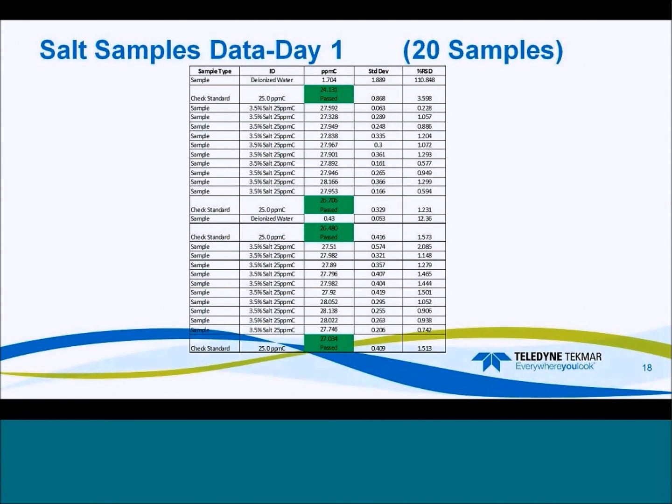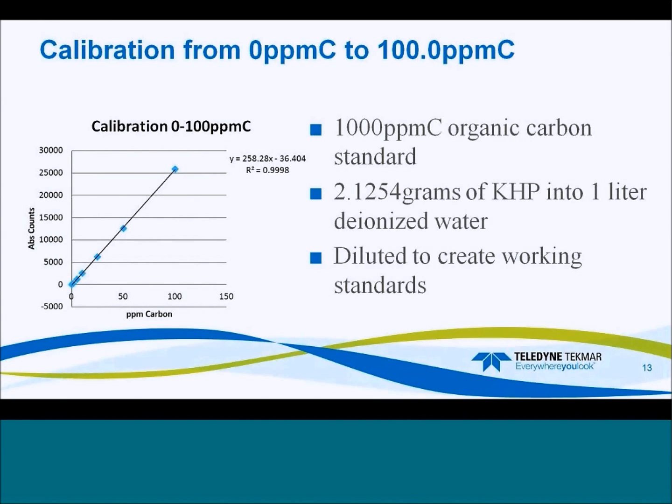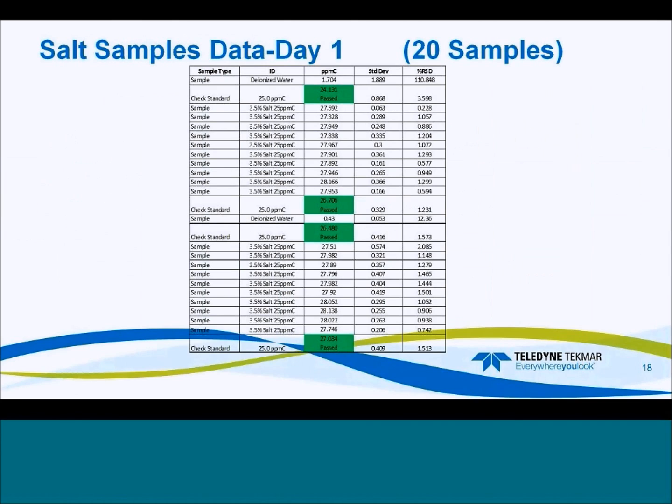So the calibration, as I previously said, was 0 to 100 ppm. And then we made our check standard to 25, about right in the middle, a little bit lower. So there's our data for the first day that we ran. We ran a DI water just to make sure everything's cleaned up, and then a check standard. And then our salt was 3.5%. So I made a 25 check standard, and then I added 3.5% salt to it.